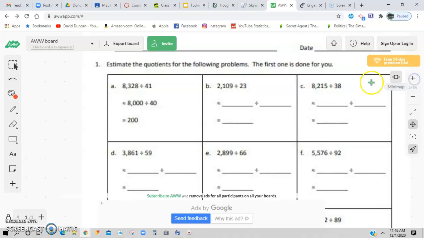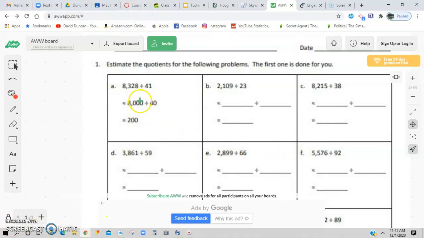All right, so jumping right in here, it says that we need to estimate the quotients for the following problems. The first one's done for you. So yesterday we were using basic division facts on our multiplication chart that I gave you guys on your reference sheet. Basic division facts to estimate quotients. There's a couple of different ways you can solve some of these. If you solve it one way, a partner solves it another way. As long as I can see your train of thought and see where you are going with it, I'm going to mark it correct.